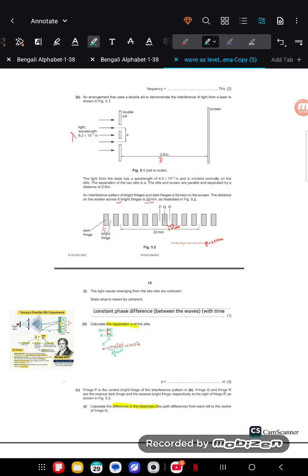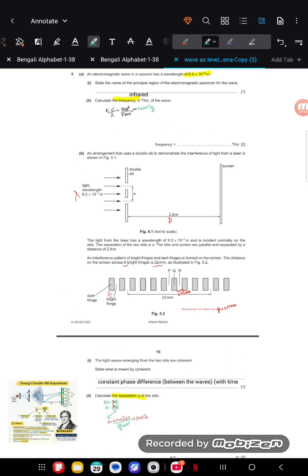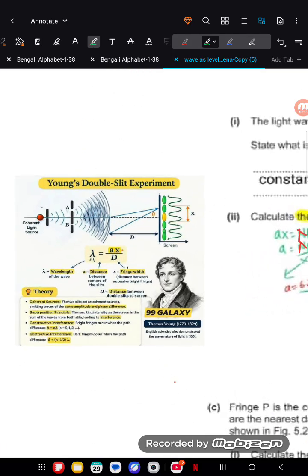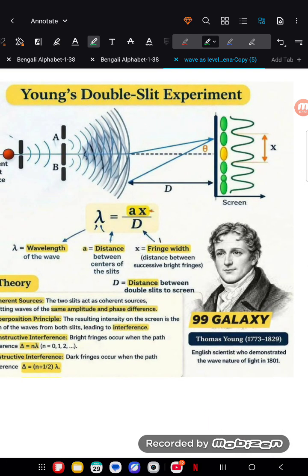So let's see this question. This is May June 2023. Again, let me talk about this formula, Young's double slit experiment. There's one more formula: wavelength equals AX divided by D.